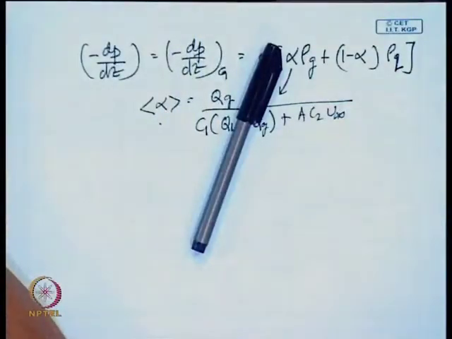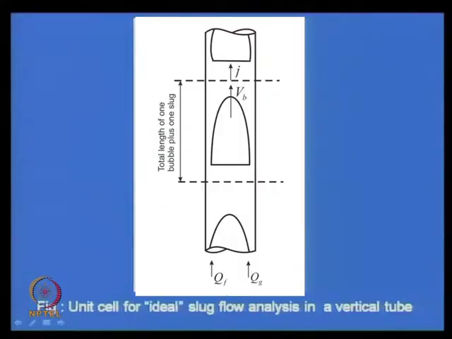If wall shear stresses become important. Now, just try to remember, just try to observe the unit cell which I have shown in this particular slide. If wall shear stresses are important, then we find that there are wall shear stresses all through the pipe. In the Taylor bubble region, the liquid flows downwards as a liquid film. Agreed? So, in this case, the wall shear stress will be acting in the upward direction.